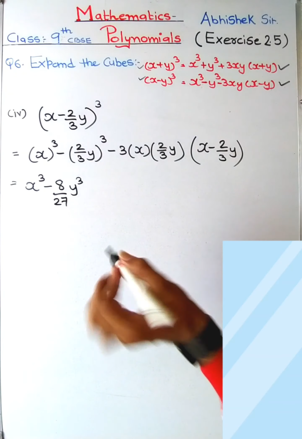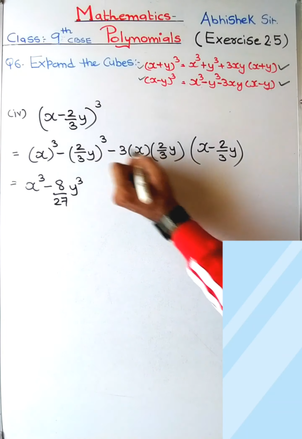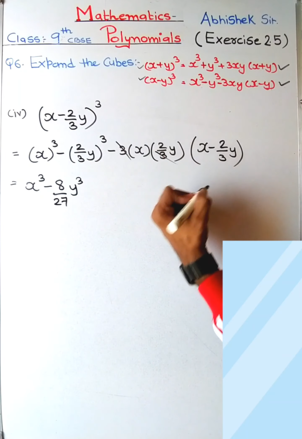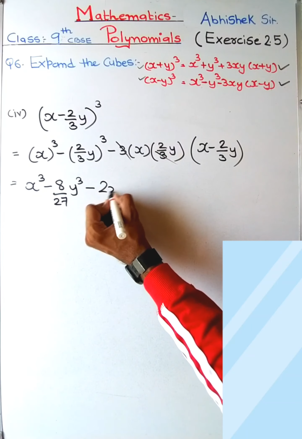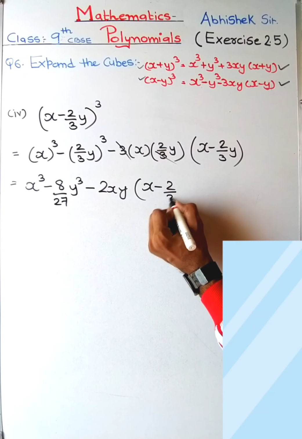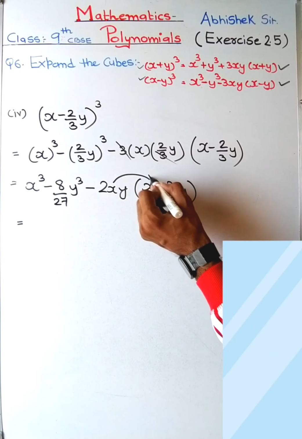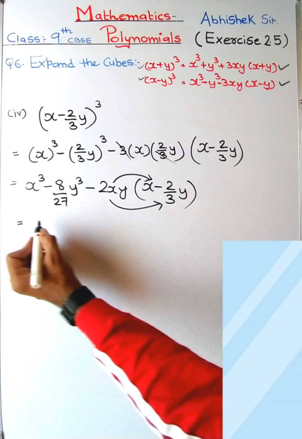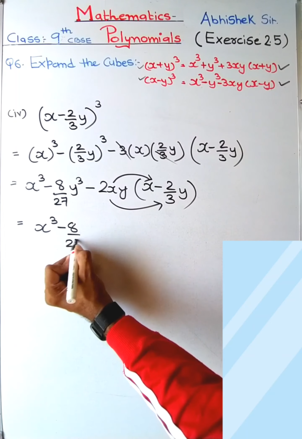Clear? Now moving on to this one, can we cancel these 2 3s? Yes, we can cancel. So finally it becomes minus 2xy into the bracket x minus 2 by 3y. What we have to do? We have to multiply these two brackets. So final answer x cube minus 8 by 27 y cube.